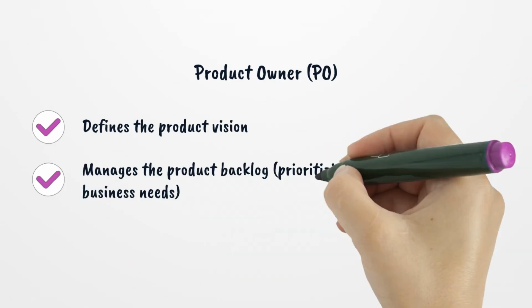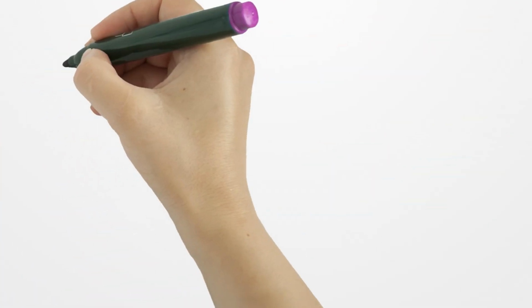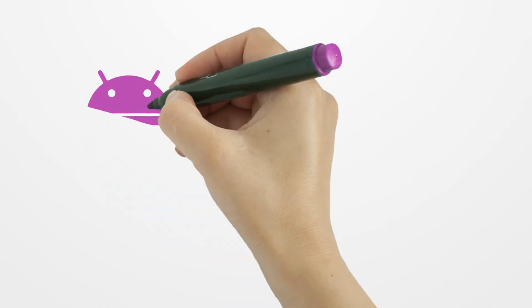Product Owner, PO. Defines the product vision. Manages the product backlog, prioritizing tasks based on business needs. Works closely with stakeholders to gather requirements. Development Team. Cross-functional group responsible for delivering working features. Includes developers, testers, designers, and analysts. Self-organizing, decides how to complete tasks.